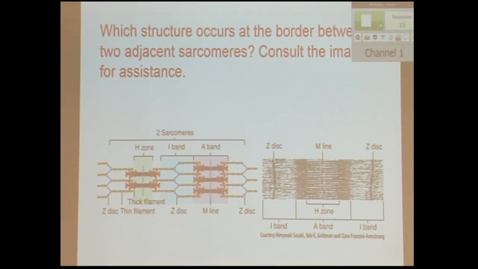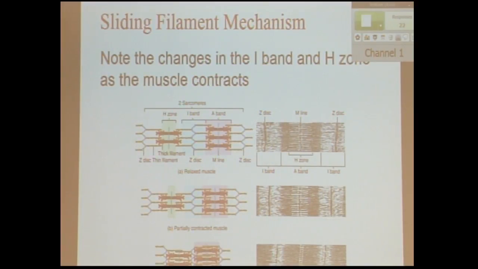The gray one makes so much more sense than the other one. You like the gray one? Yeah, it makes so much more sense with the I band and A band. Oh, okay. I hate the gray one. But I'm glad we have both.